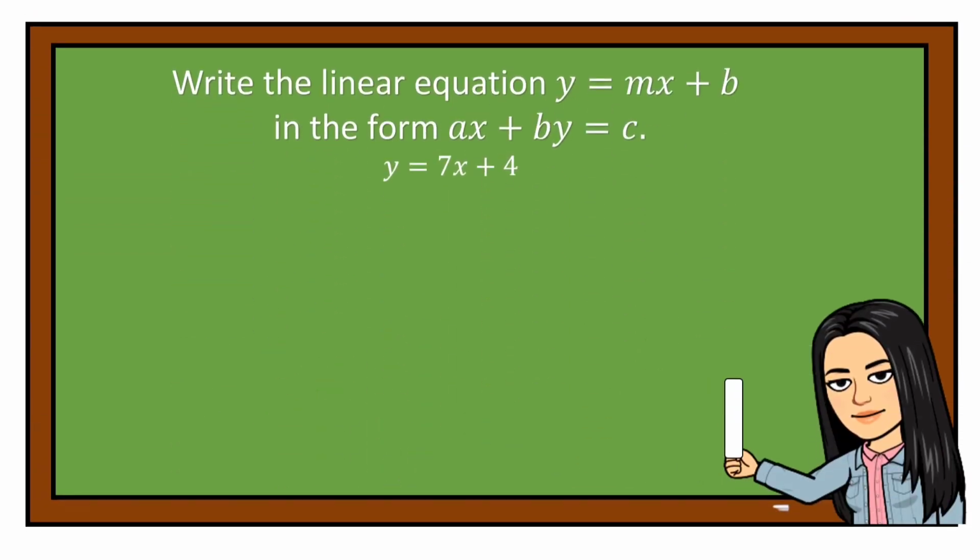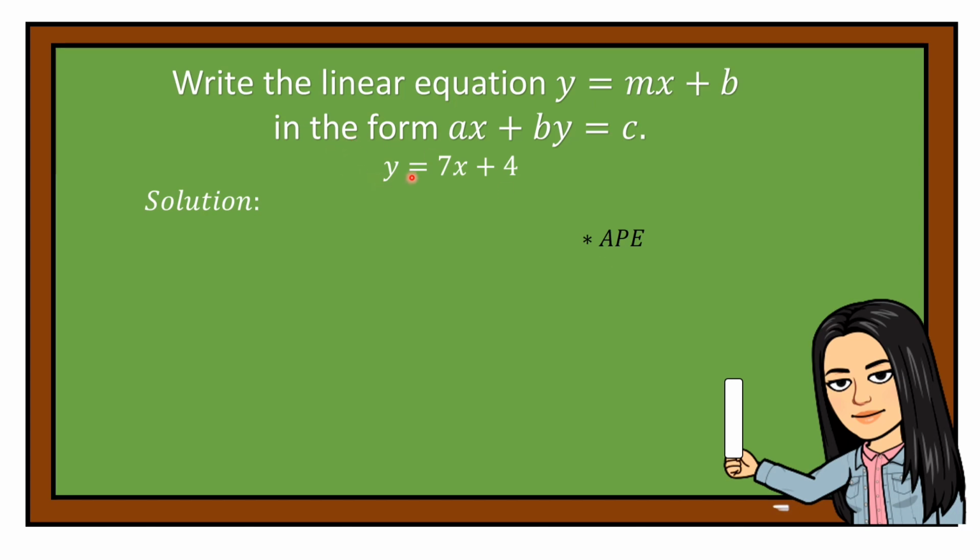For our next example, write the linear equation y equals mx plus b in the form ax plus by equals c. So, ang given naman natin ngayon ay isang slope-intercept form. So, y equals 7x plus 4. Gagawin natin siya ngayong standard form. So, first, for our solution, let us consider again the addition property of equality.